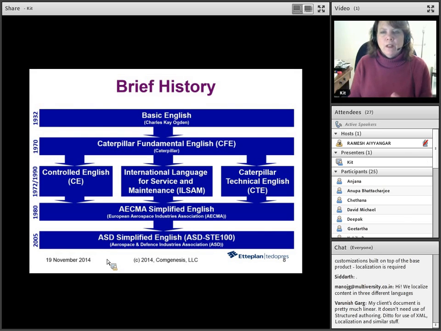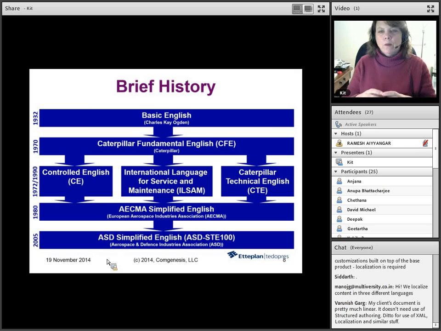industry. It started in 1989, because as you know, no matter where you fly in the world, everything is in English. So the pilot has to be able to talk to the air traffic controller in English. The mechanics have to be able to do the repairs and understand the English documentation. And so that's why this particular flavor of controlled language came about.